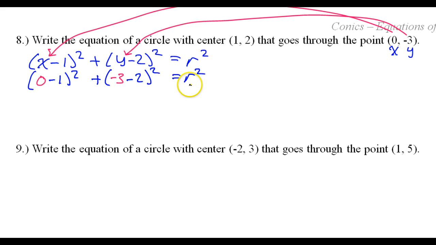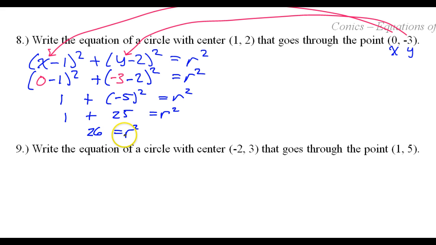So I'm just going to simplify this and see what I get for r. Well, 0 minus 1 is just negative 1. Negative 1 squared is positive 1. Negative 3 minus 2 is negative 5. Alright, negative 5 squared is positive 25. So this is 1 plus 25. So that's going to be 26 is equal to the radius squared.